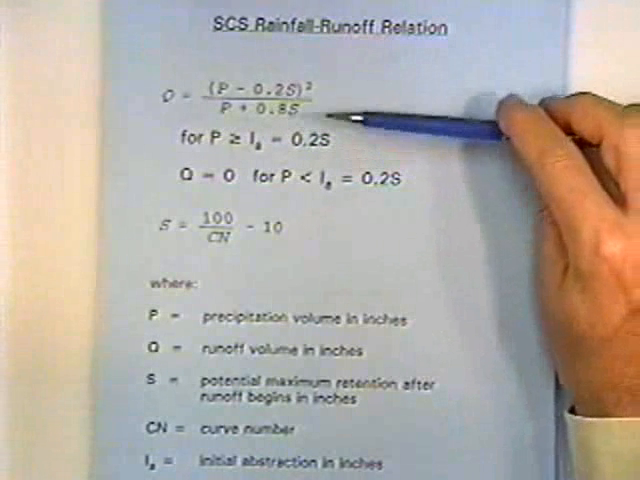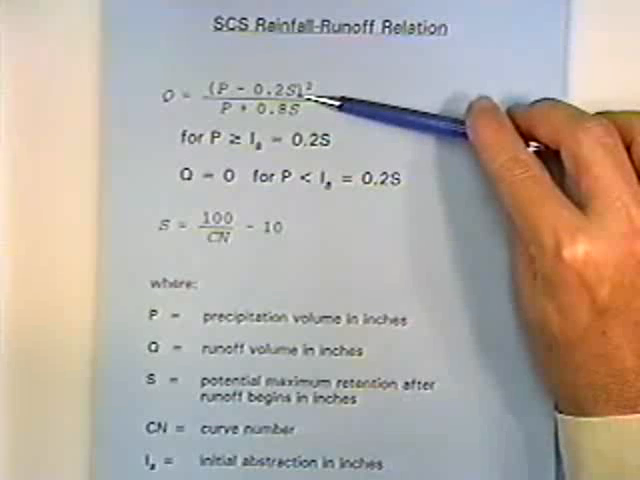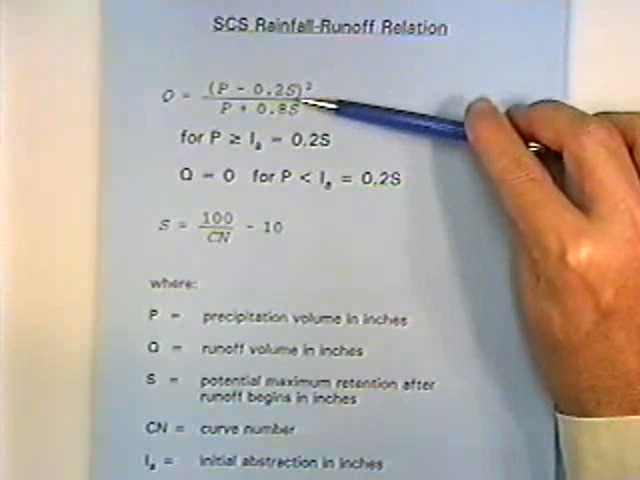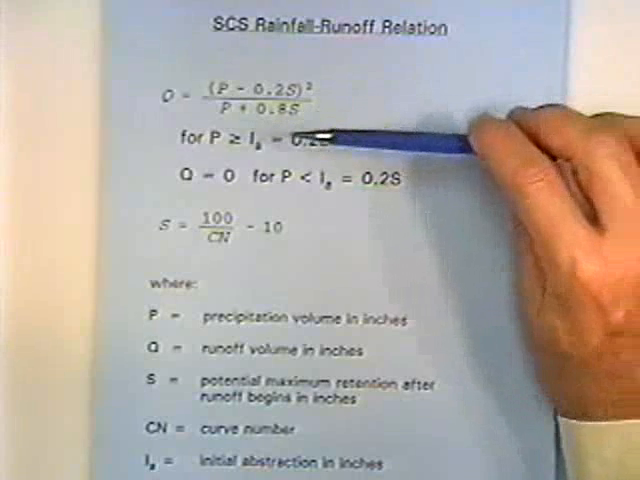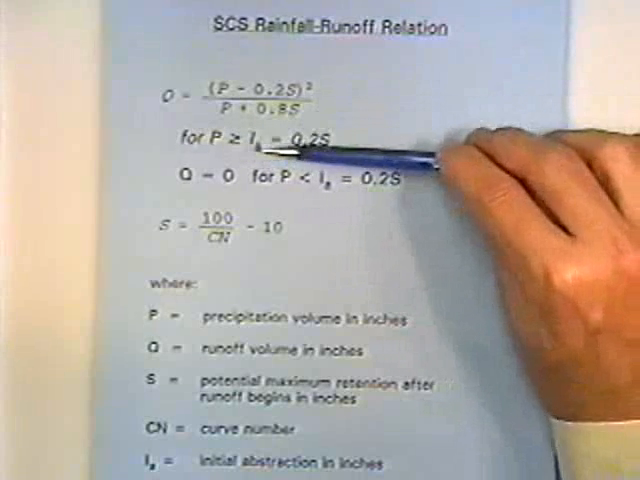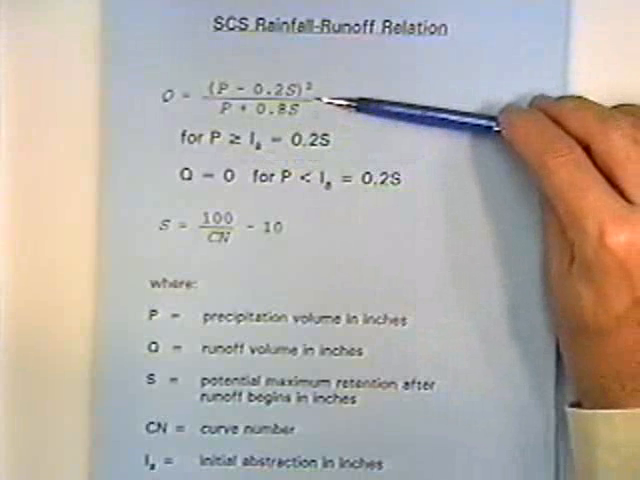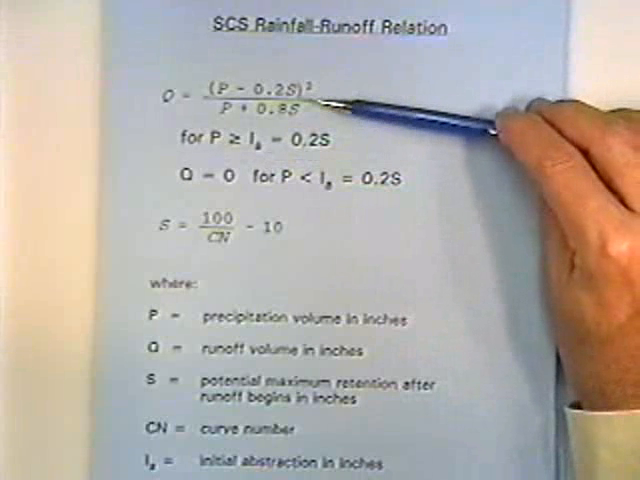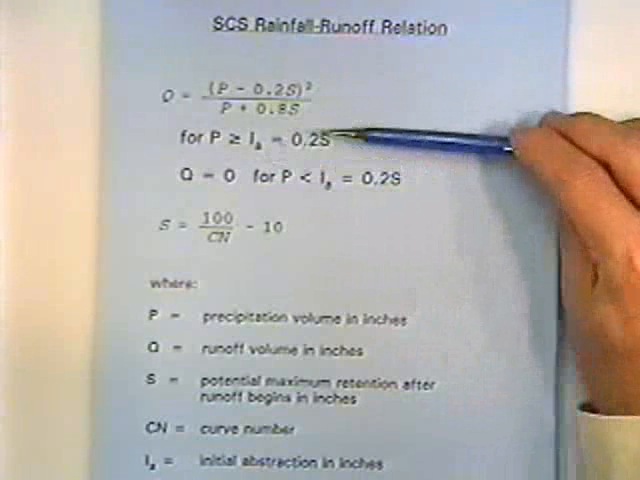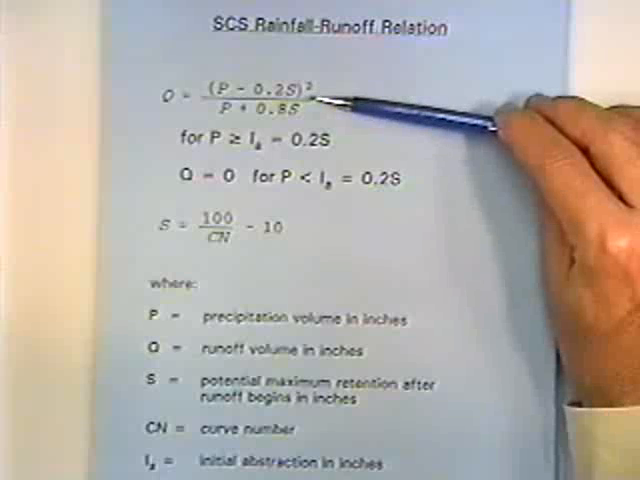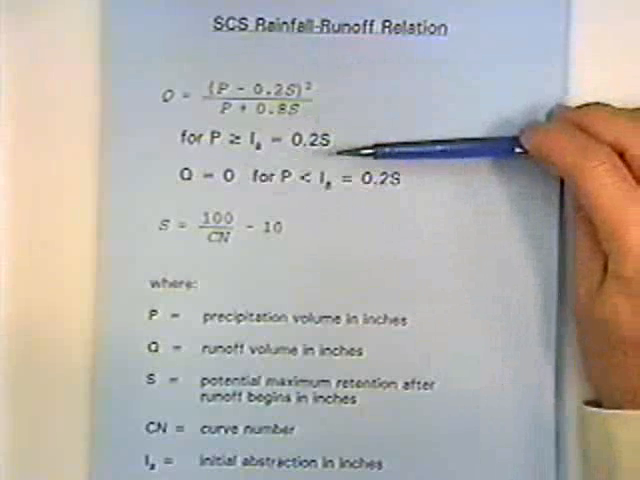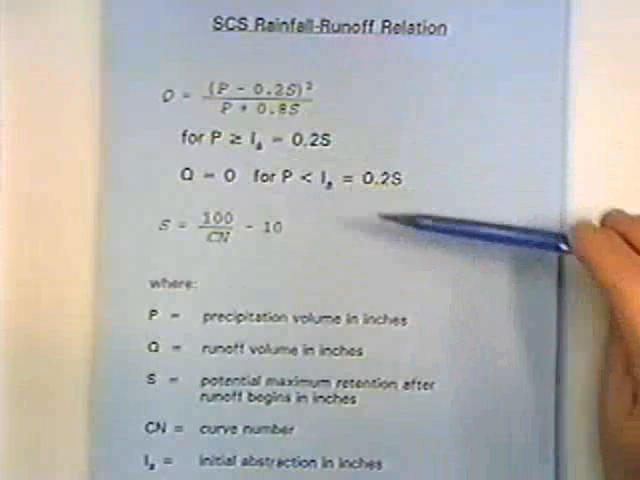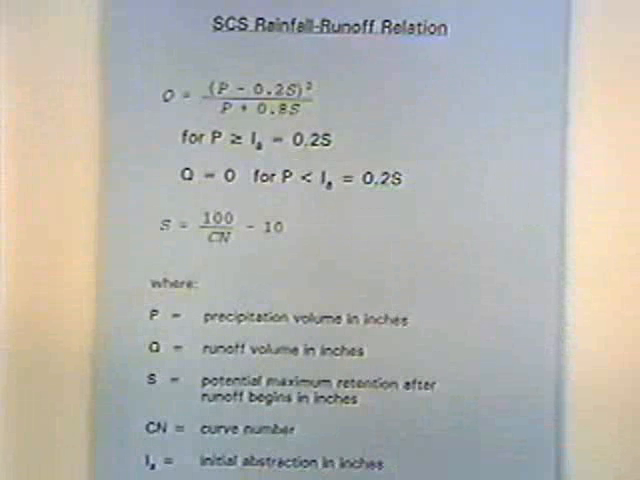Now, 0.2S represents the initial abstraction, and I'm not really taking time to derive this equation, but anytime P is greater than 0.2S, that equation is valid. If the precipitation volume is less than the initial abstraction of 0.2S, then the runoff volume is 0 as well. So Q would be 0 anytime P is less than 0.2S.